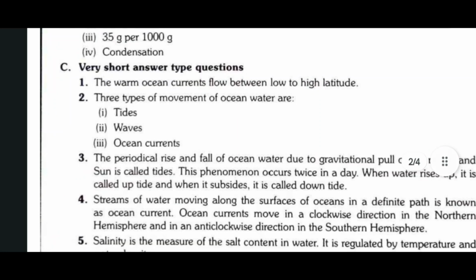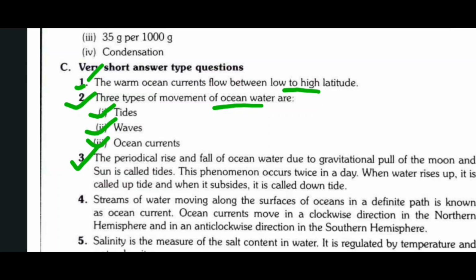Then come to the very short answer type questions. Between which latitudes do the warm ocean currents flow? The warm ocean currents flow from low to high latitudes. Then question number 2, name the three types of movements of water in oceans. Three types of movements of ocean water are, first is tides, waves, then ocean currents.